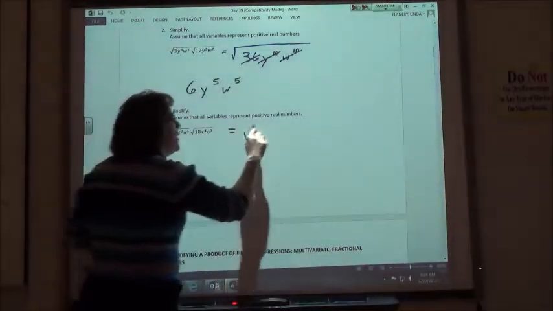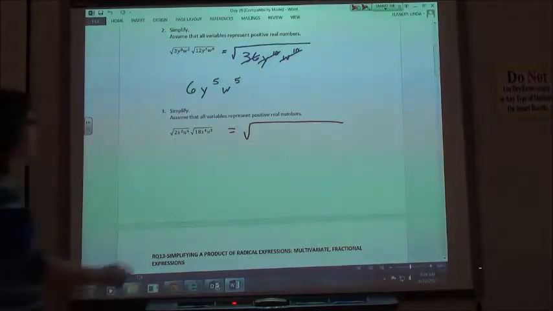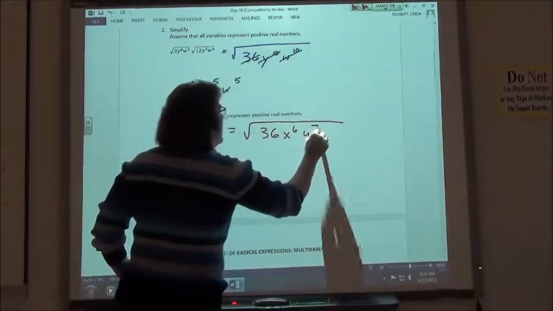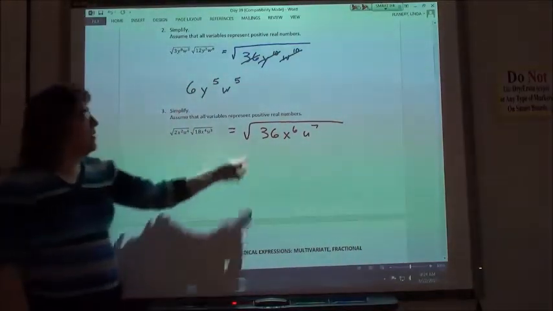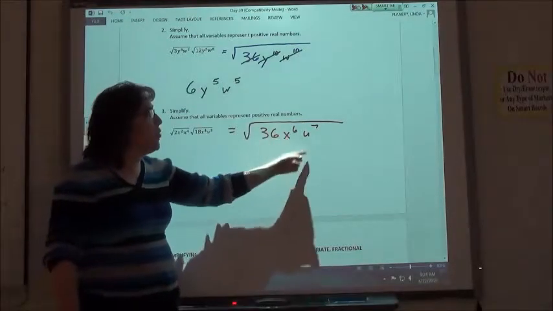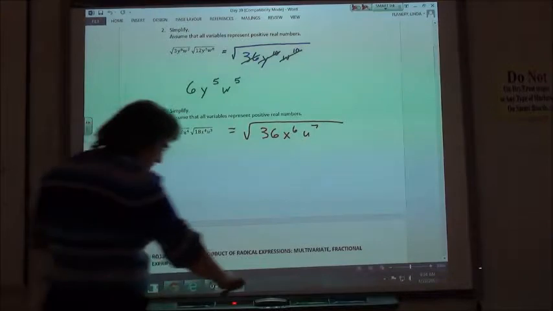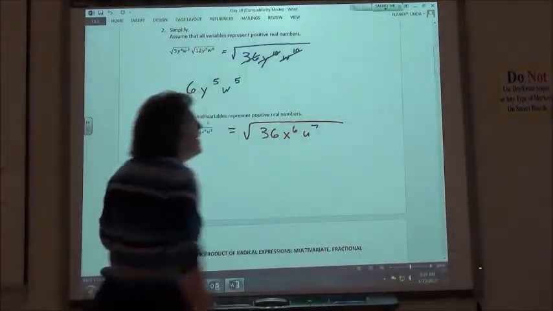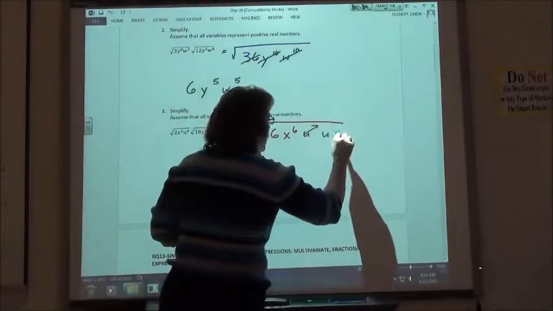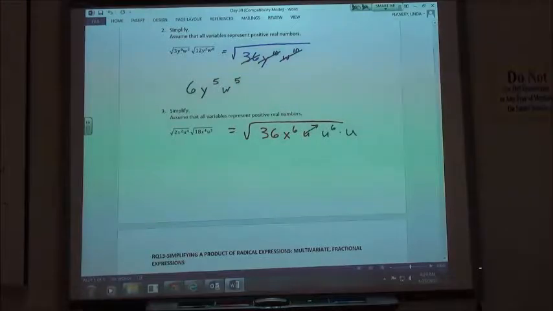Number 3 then, when I go ahead and multiply that one, I would get 36x to the 6th, u to the 7th. So looking at that one, the 36 is a perfect square, the x to the 6th is a perfect square, but the u to the 7th is not. What would we want to do with the u to the 7th? Break it down to u to the 6 times u. Take out one of my variables.